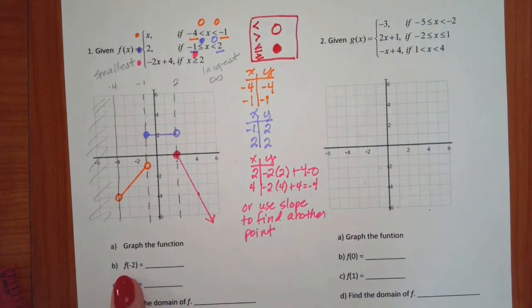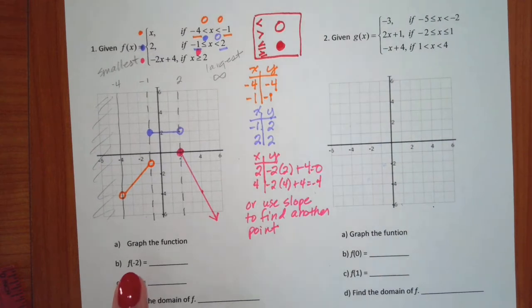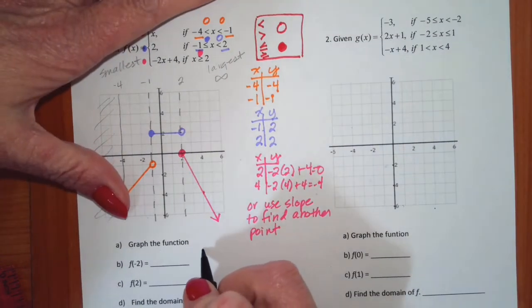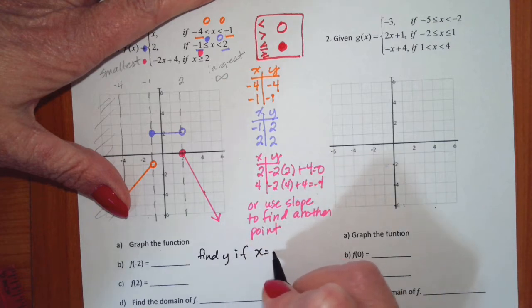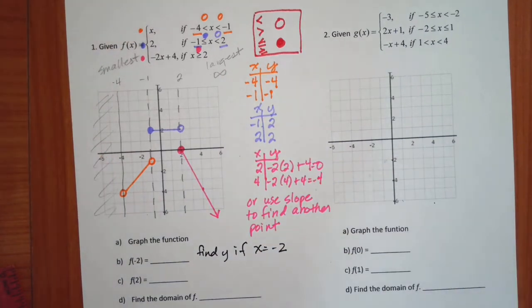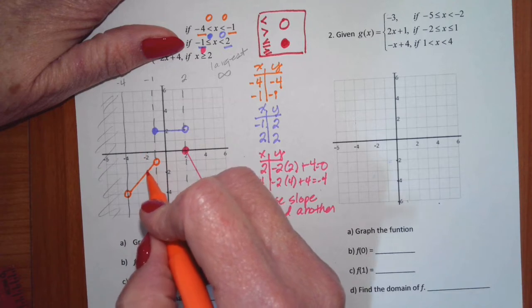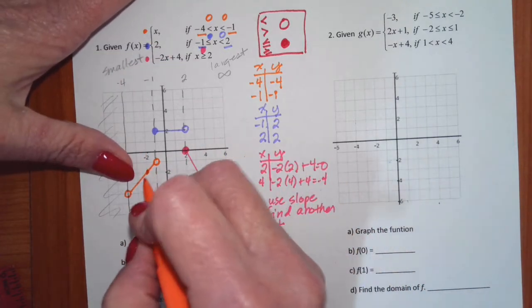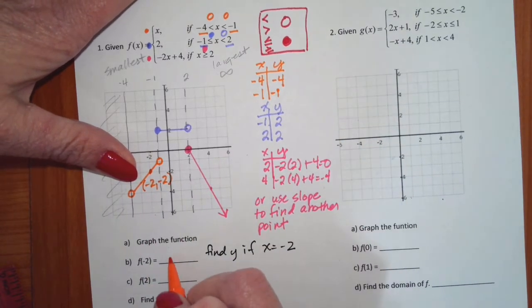All right. So let's look here, and it says, I graph the function, let's find f of negative 2. What that means is find y if x is negative 2. Okay. Well, if x is negative 2, then I follow that down and I get the point negative 2, negative 2. So f of negative 2 is negative 2.